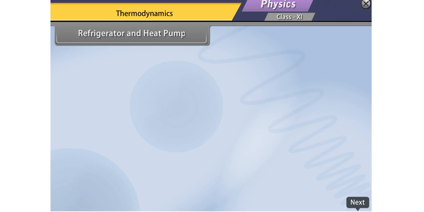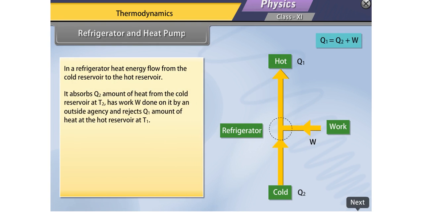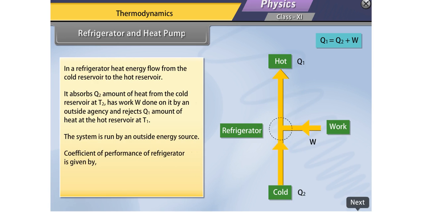Refrigerator and heat pump. In a refrigerator, heat energy flows from the cold reservoir to the hot reservoir. It absorbs Q2 amount of heat from the cold reservoir at T2, has work W done on it by an outside agency, and rejects Q1 amount of heat at the hot reservoir at T1. The system is run by an outside energy source. Coefficient of performance of a refrigerator is given by alpha equal to Q2 upon Q1 minus Q2.